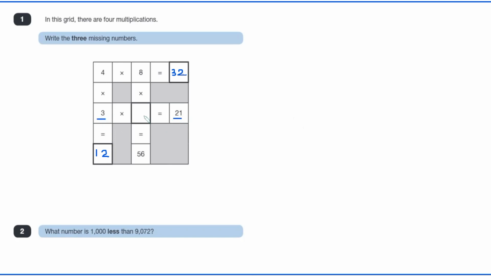3 times what number gives 21? So 3 times 7 is 21. So basically you need to divide 21 by 3 gives the 7. That is the answer. So that will work. 8 times 7 gives the 56 as well. So that is question number 1 done.